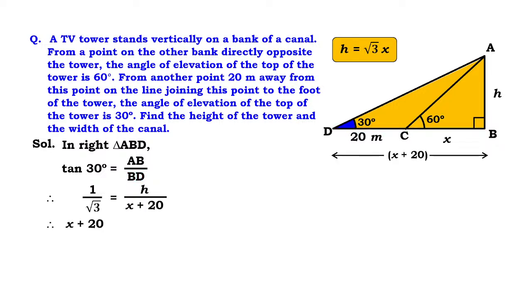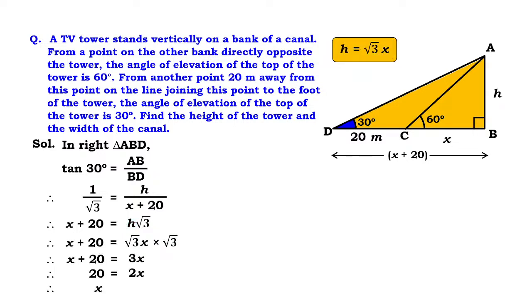So when I cross multiply, I get X plus 20 equals root 3 H. But I know H value is how much there? Root 3 X. So can I substitute here? Okay, root 3 X. So root 3 into root 3 becomes 3. So you get 3X here. So 20 is equal to 2X. X is equal to 10. So the length of the canal is 10.